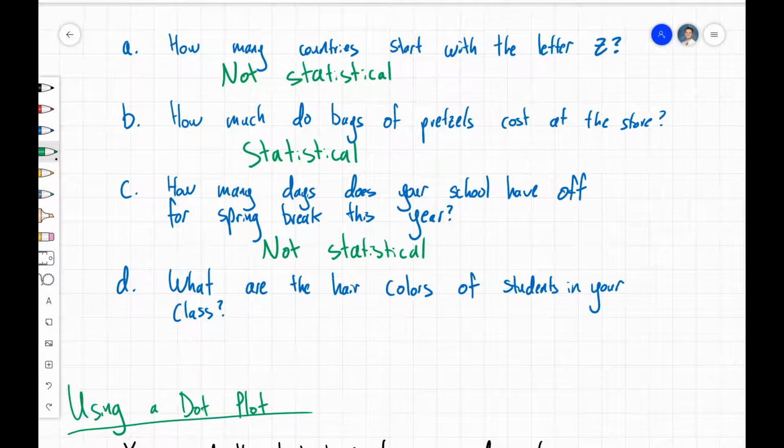Okay, this final one says, what are the hair colors of students in your class? Well, if you were to ask, right, you're going to have some people who say brown, some say blonde, some say black, some say red. We've got a lot of different hair colors in our class. So we would get more than just that one response. So this is a statistical question.